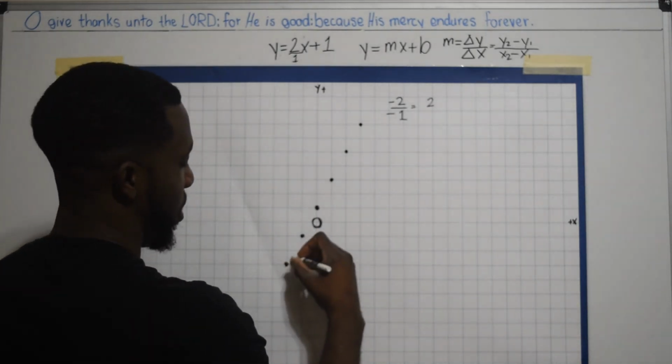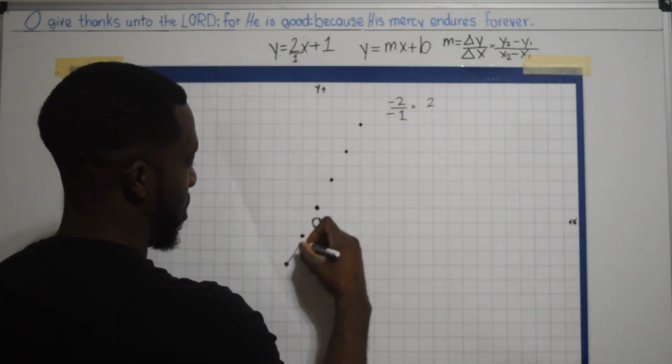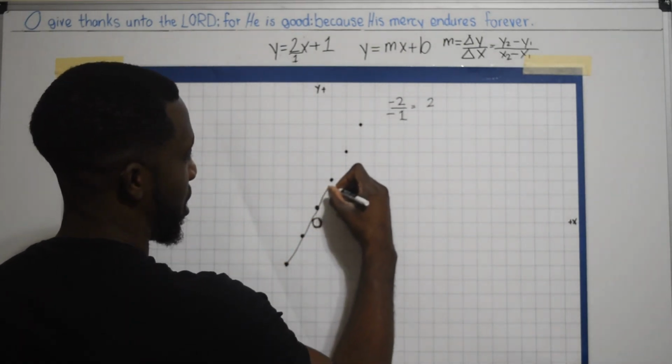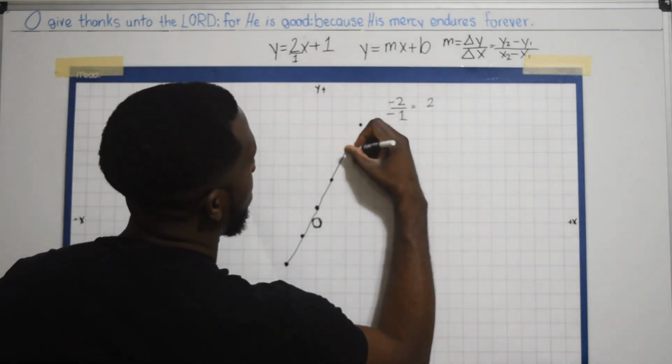So this is our line right here. I'm going to try to draw it as straight as I can without a ruler.